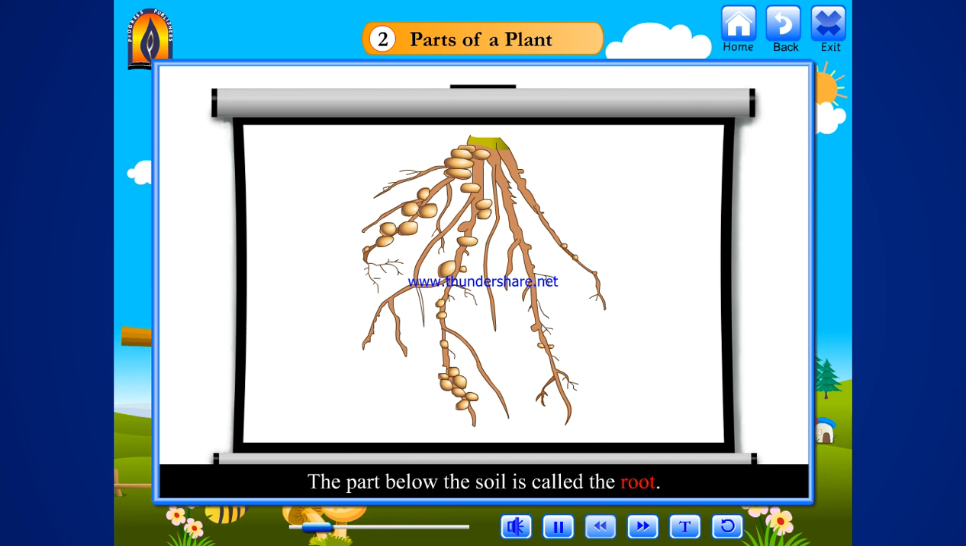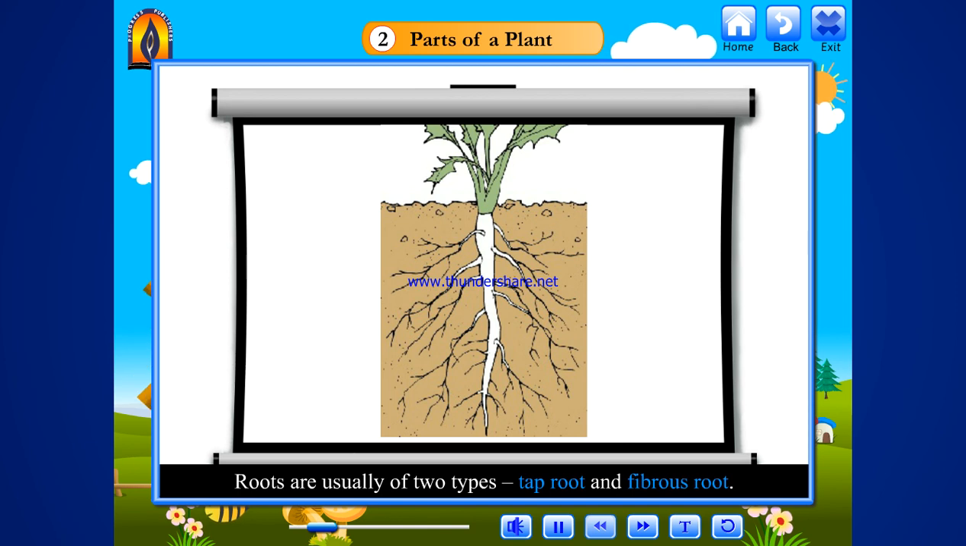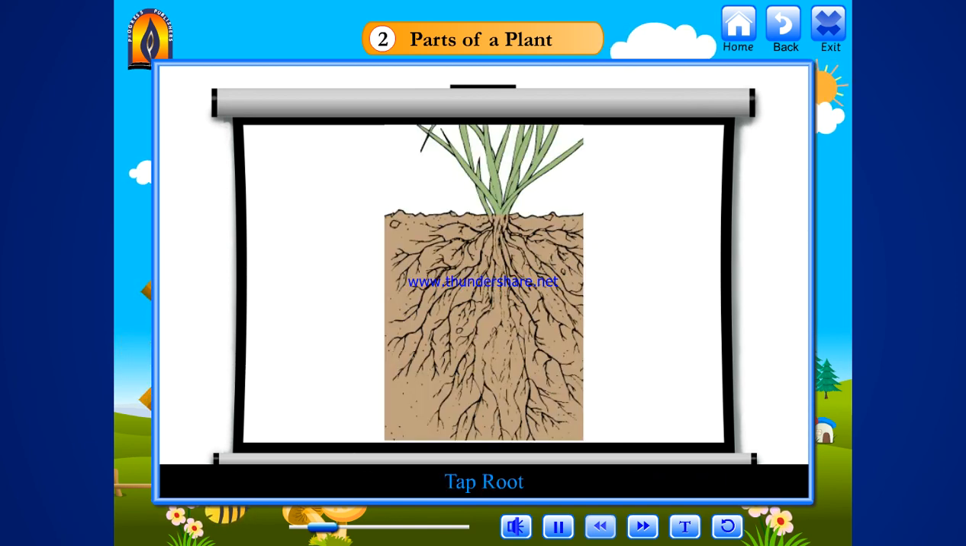Root. The part below the soil is called the root. Roots support the plant to stand upright. They do not allow the plant to be carried away by wind or water, and provide nutrition to the plant. Roots are usually of two types: taproot and fibrous root.